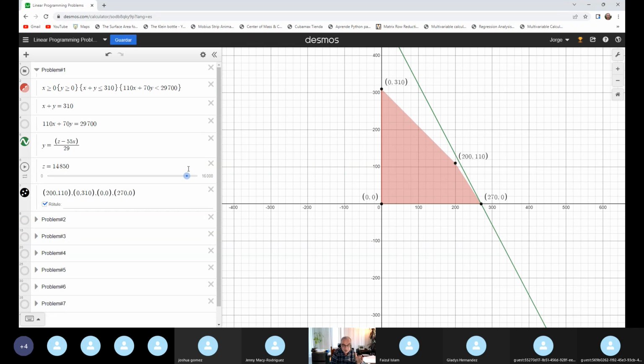You have the feasible region, you have the corners, you evaluate one by one, 1, 2, 3, 4 vertices, 4 corners, in the objective function, and you get the maximum value. And suddenly it happens that it is located at the point 270, so the maximum is $14,850. It's a maximum profit at x equal to 270 and y equal to 0.